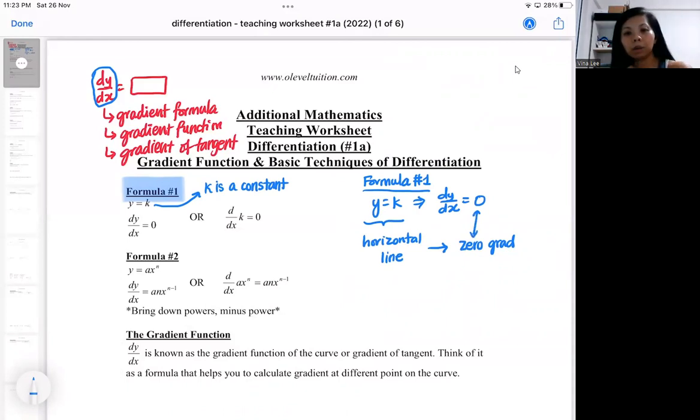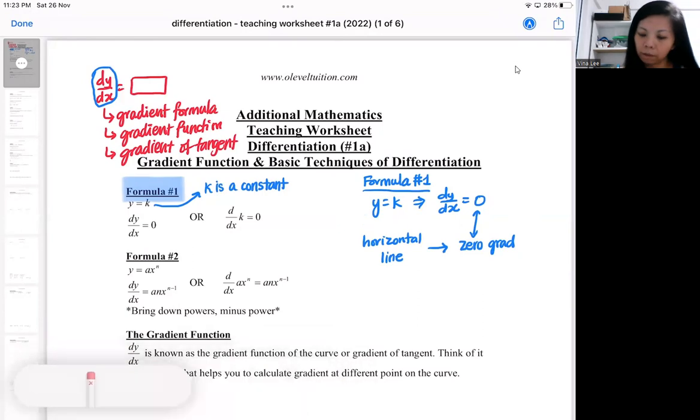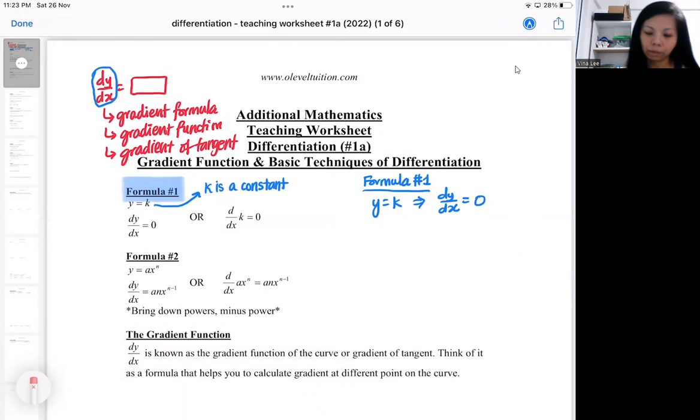So y equal to a number is a horizontal line, and a horizontal line doesn't have a gradient. That's why if you differentiate a number, you don't get any value at all. You might want to see it that way, or you might just want to see it as a formula. It's up to you. That is the first basic formula. Now, the second formula will involve x as a function.